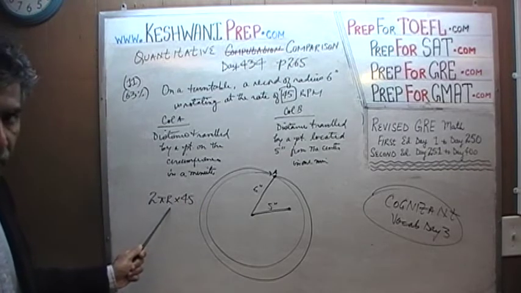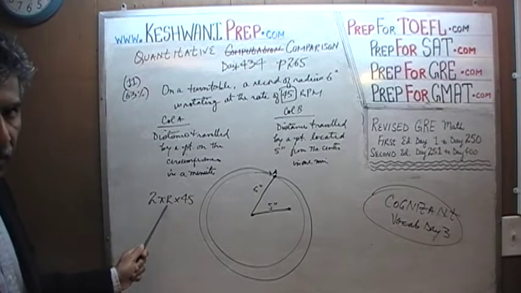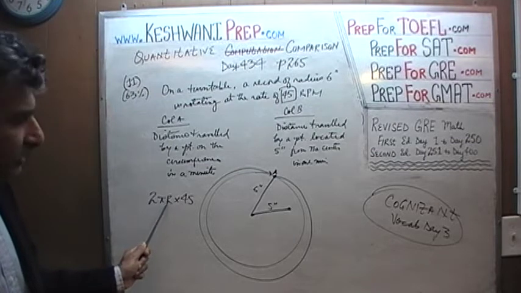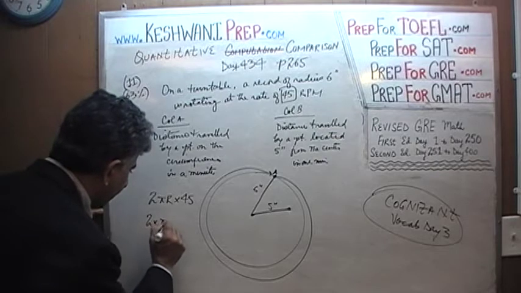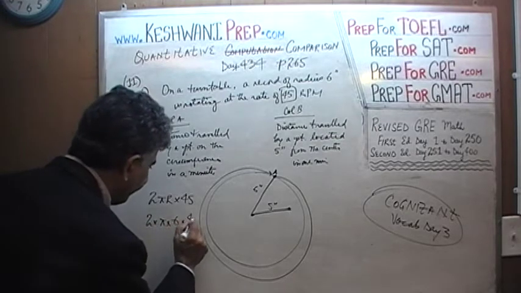Each time it goes around a revolution, it travels 2 times pi times r inches. 2 pi r is the circumference. All we have to do is substitute the value of the radius here, which is 6 inches. So it's 2 times pi times 6, times 45.